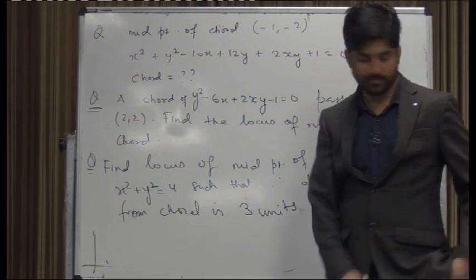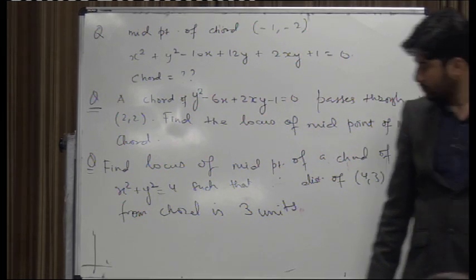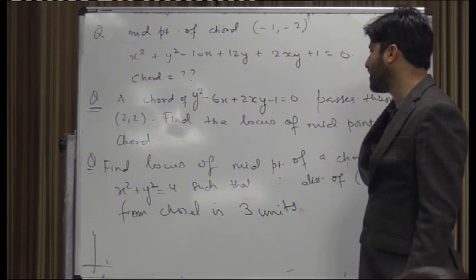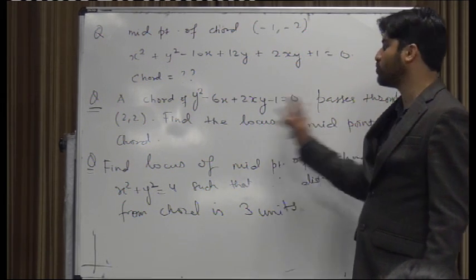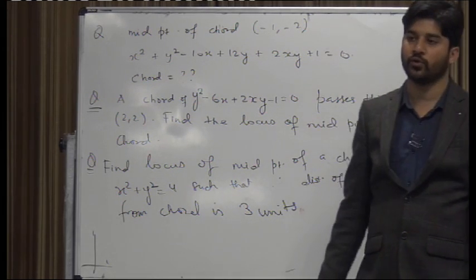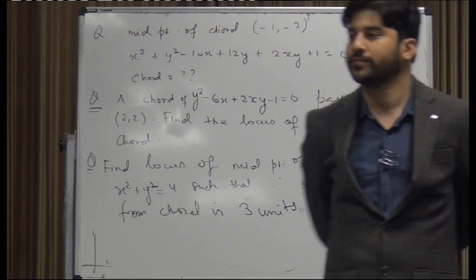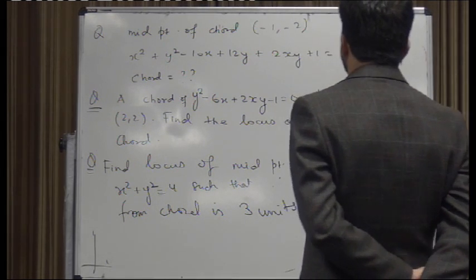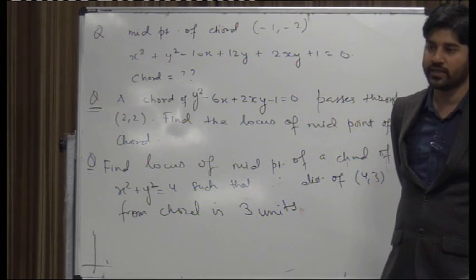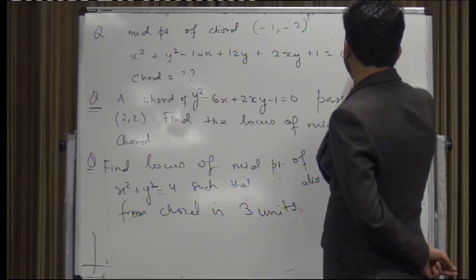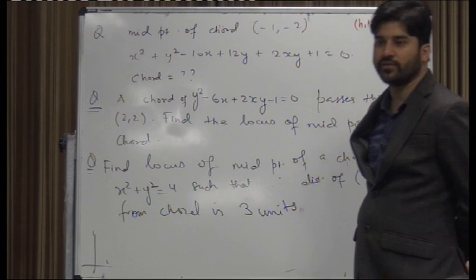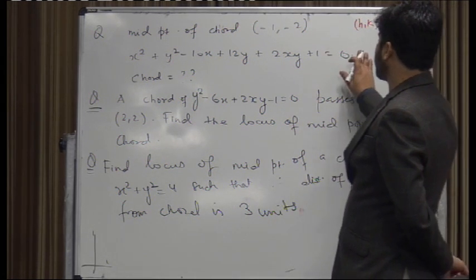The second thing, a chord of y square minus 6x plus 2xy minus 10 is equal to 0 passes through 2 comma 2. Find the locus of the midpoint of the chord. How to go for it? Whose locus do we have to find? Of the midpoint. That means the midpoint is the moving point. So what should we take this moving point as? H comma K. Then what will happen? Should we write T is equal to S1? So what would be T is equal to S1?